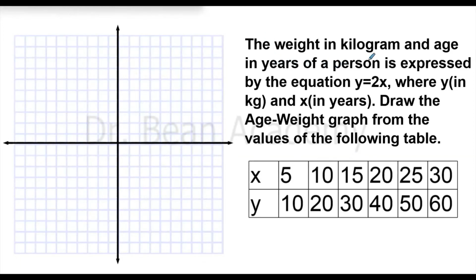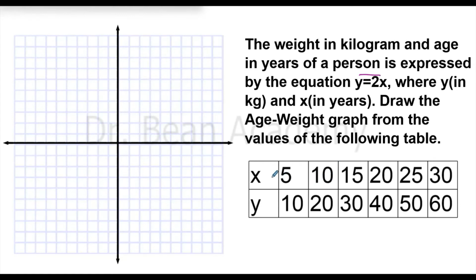The weight in kilograms and age in years of a person is expressed by the equation y equals 2x, where y is in kilograms and x is in years. Draw the age weight graph from the values of the following table. You don't have to make a table from the equation y equals 2x, but this one is even easier because they gave you the table.